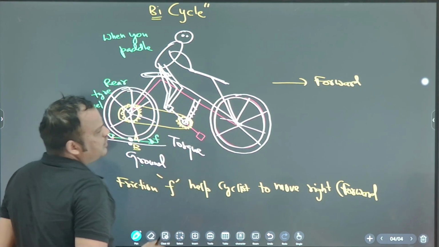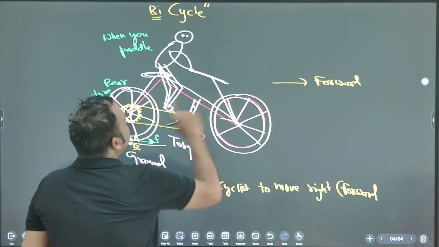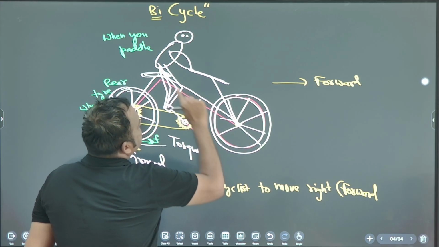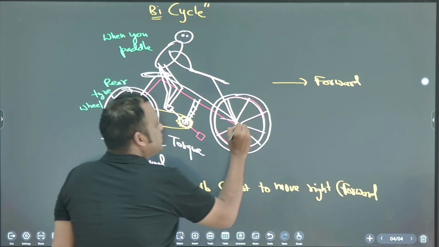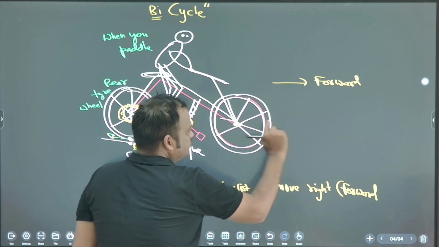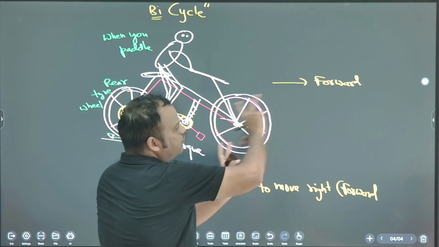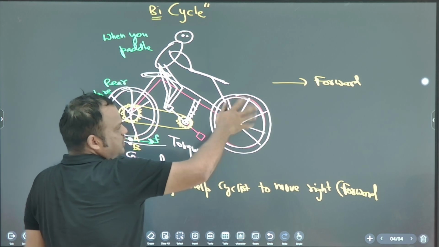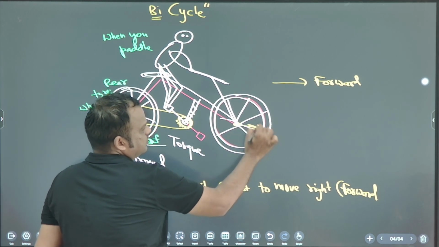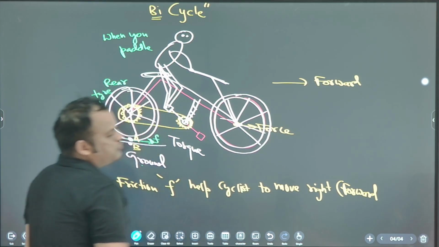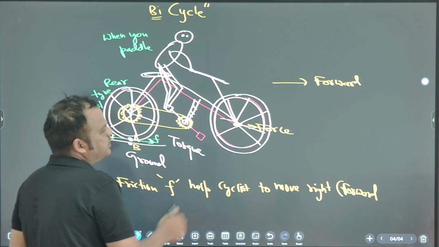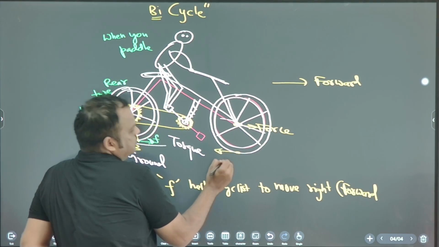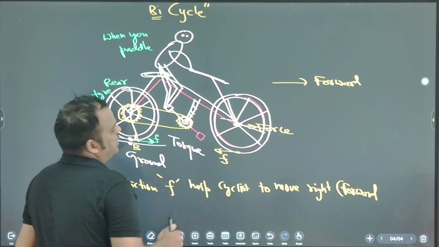What about the front wheel? Now the front wheel is connected with the rod. So the rod is here. So this point will move to the right side. So the whole wheel will move to the right side. So this wheel is not experiencing torque. It is experiencing force here. It is experiencing force like this. So friction will act backward. Okay, friction will act backward.